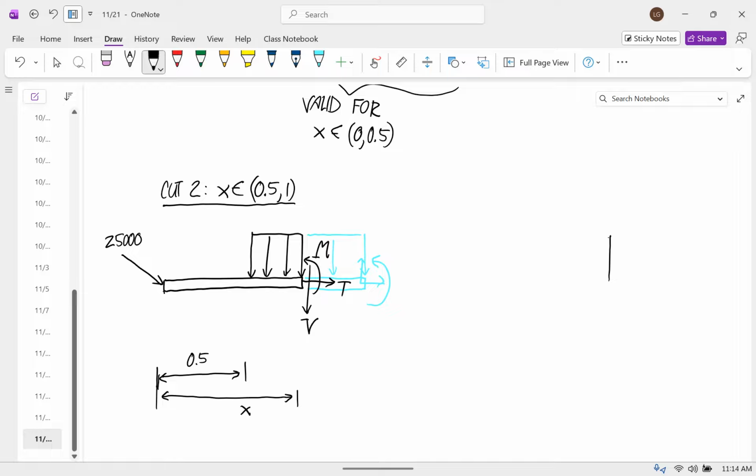And so now I'll draw this rectangle. The height of this rectangle is 25,000. The width of this rectangle is x minus 0.5. You see that? And so the centroid is right in the middle here. The area of this rectangle is 25,000 times x minus 0.5. I'm going to just leave it in that form for now.